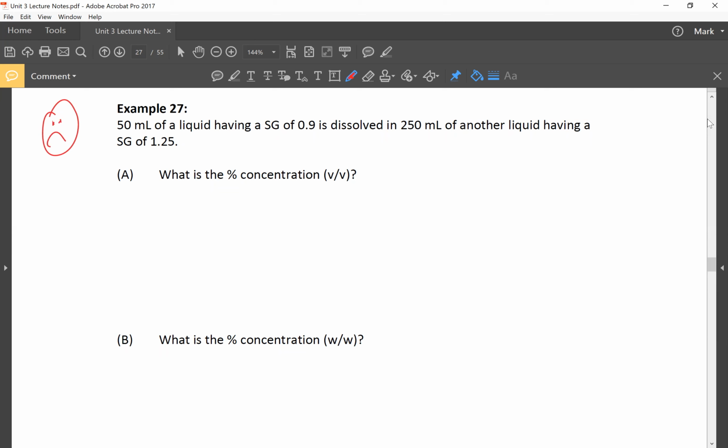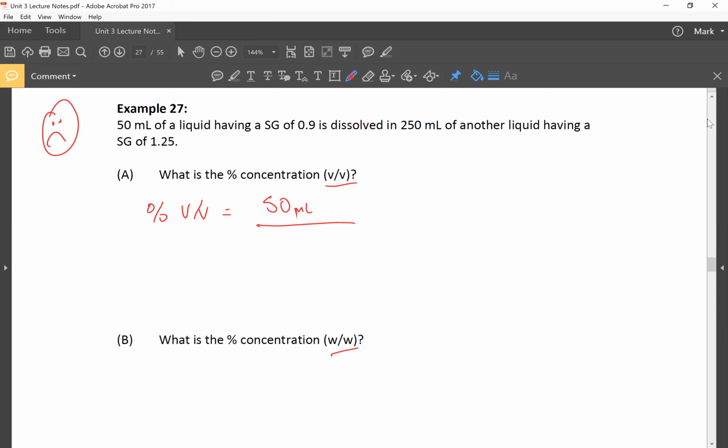So question A is actually quite simple. It's question B where we're going to have the problem. So I'm taking 50 milliliters of a liquid, I'm dissolving it in 250 milliliters of another liquid, and I need to find the percent concentration in volume and weight. The volume one is very easy. So percent as a volume, I'm just going to take my 50 milliliters and divide it by the volume of the entire solution.